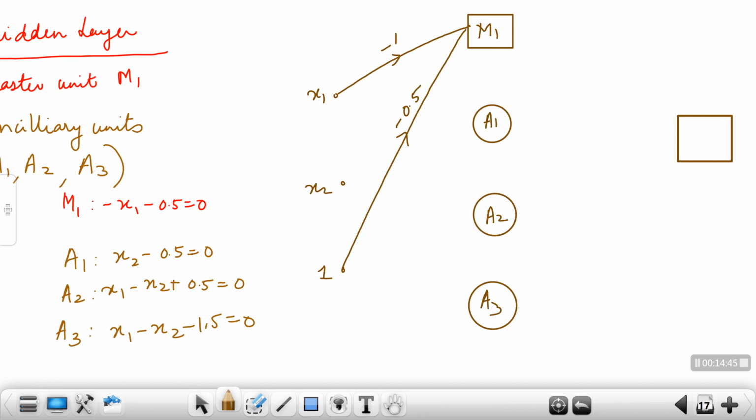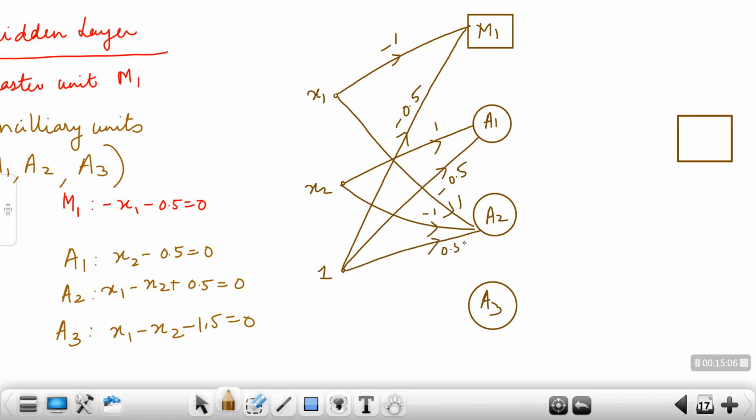Next we go to the node A1. So here it is x2 and here this one it is -0.5, the weight for the bias. Third, A2, the weights are 1, -1 and +0.5. Next is A3. Again it is 1, -1 and -1.5.